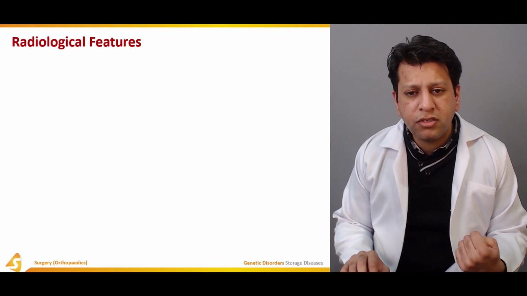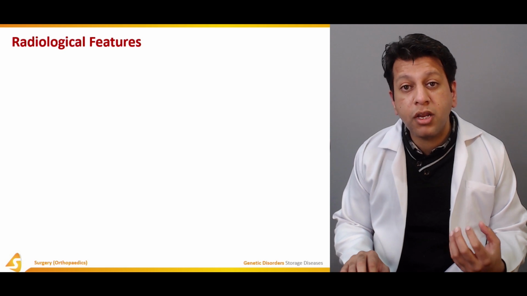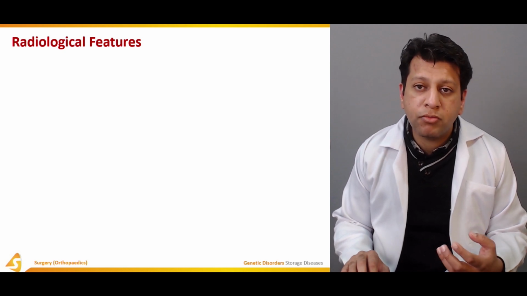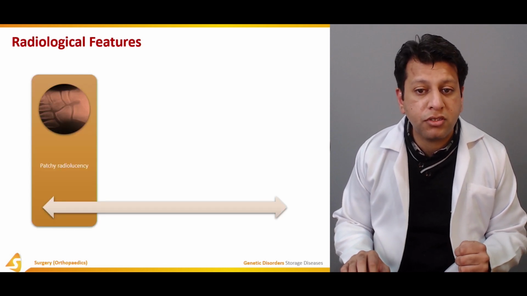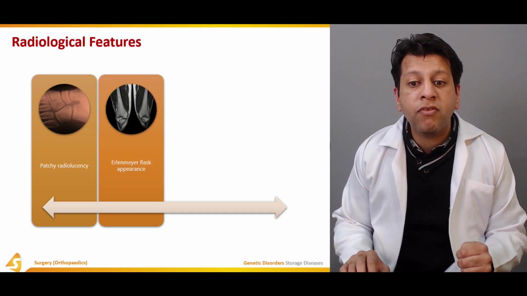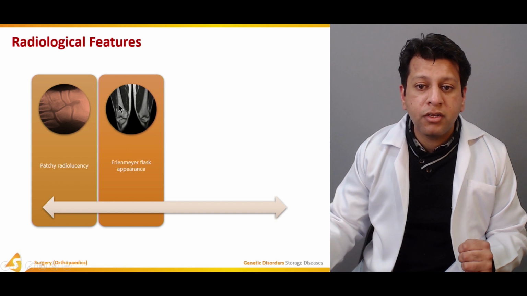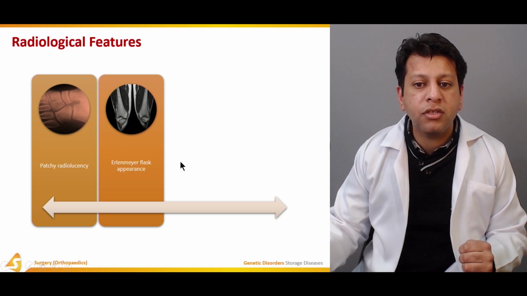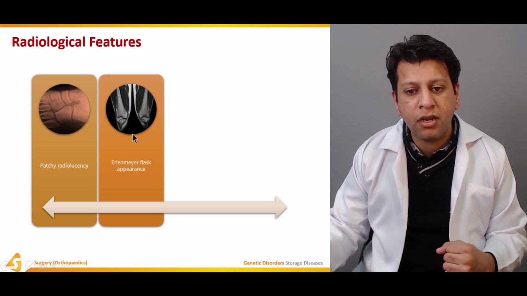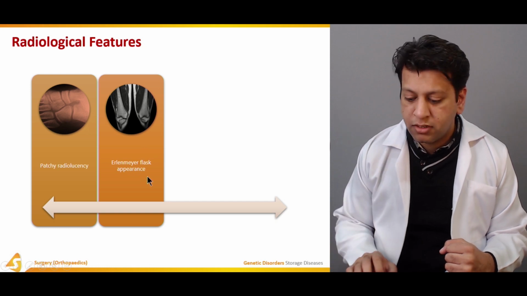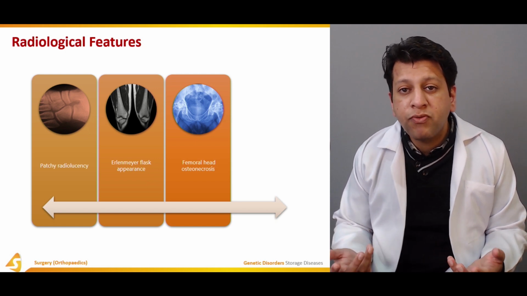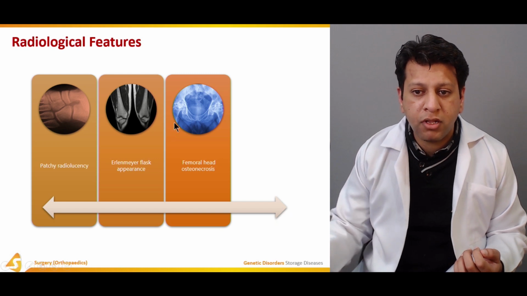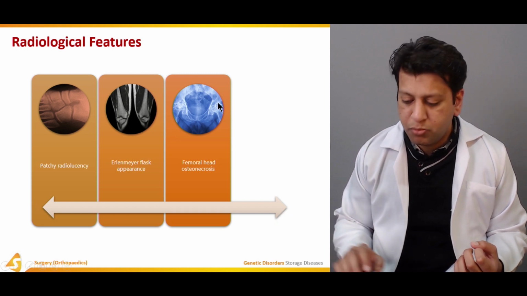Coming to the radiological features, which would show that most likely this child is suffering from Gaucher's disease. These radiological features may include patchy radiolucencies in the foot and ankle, and the Erlenmeyer flask appearance. If you appreciate over here, this is the classical appearance due to femoral condyle hypoplasia. The distal femur appears almost like an Erlenmeyer flask, which was used in the 19th century. They may also simply present with femoral head osteonecrosis, and there may be associated bilateral AVN of the hip joint.